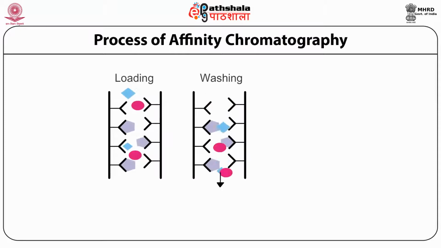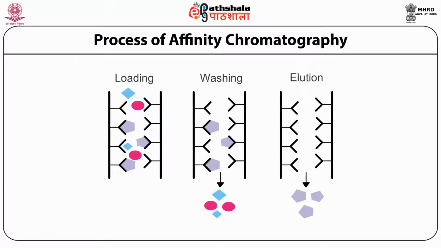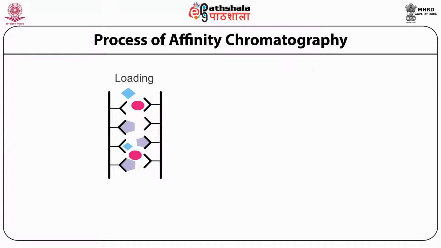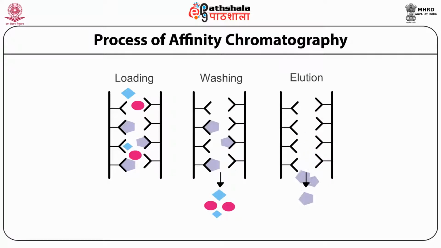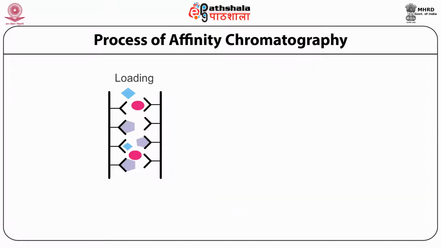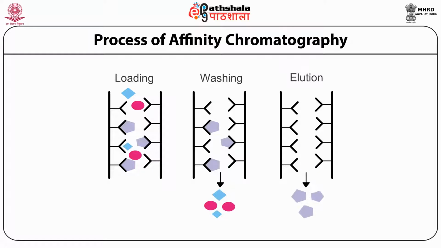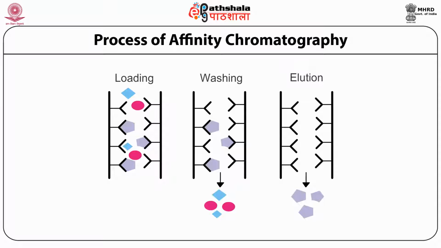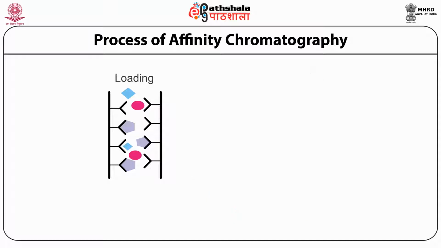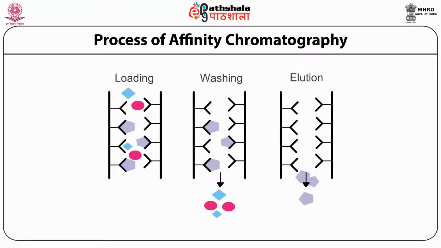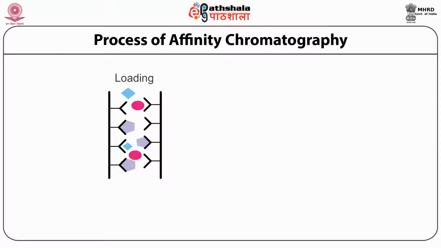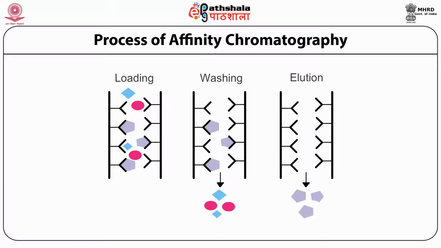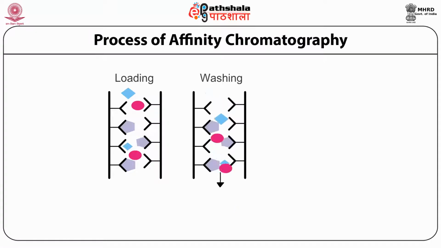The figure on your screen shows the process of affinity chromatography. It shows simple steps like loading, washing and elution. In loading, the sample is passed through the ligand attached to the column matrix. Once the ligand attaches the target molecule, the other non-specific molecules are removed by washing. Now the column has only the target molecule and your ligand. Now the target molecule can be eluted from the column by using appropriate buffer which destroys the interaction between target molecule and the ligand.